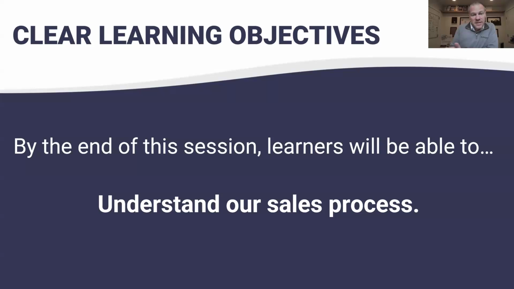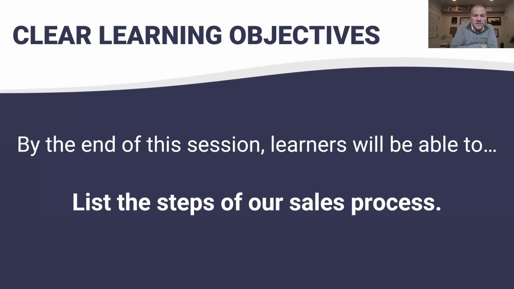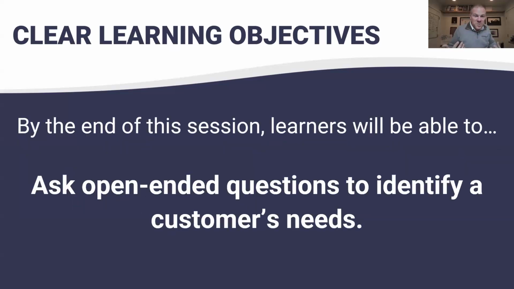So let's adjust this a little bit, because with this particular objective, I don't know what the training is going to look like. If we use a different word, list the steps of our sales process, I know exactly what the training will look like, because at some point during the session, we need to have people list the steps of our sales process, or ask open-ended questions to identify a customer's need. Maybe that's one of the steps in the sales process that we want to see if people are able to do. Well, if that is our objective, we need to at some point have an activity in the session that says, can you ask open-ended questions to identify a customer's need?